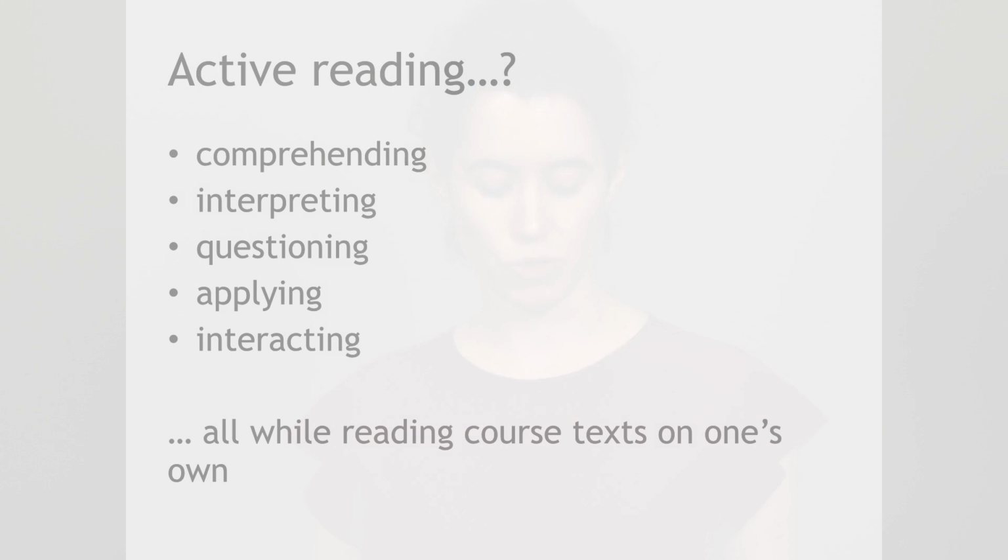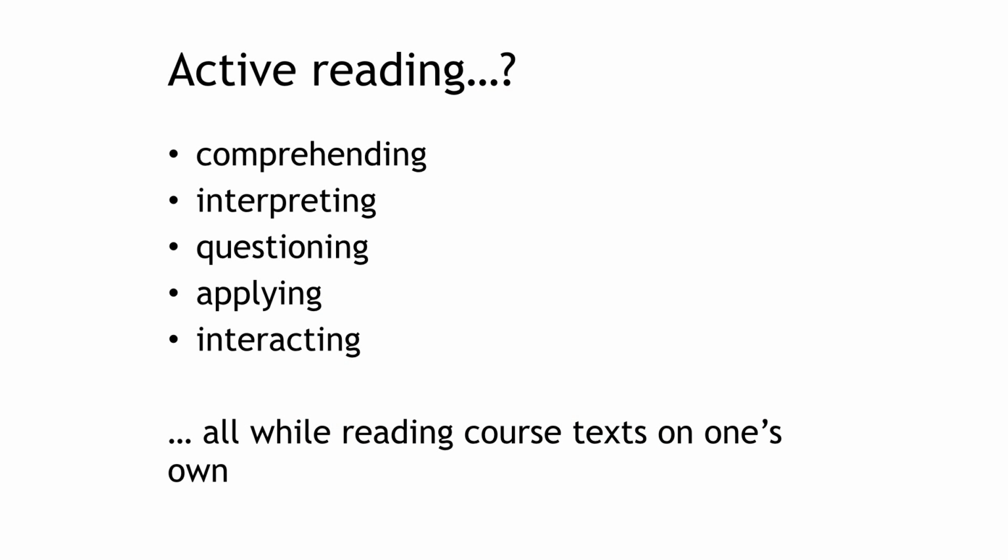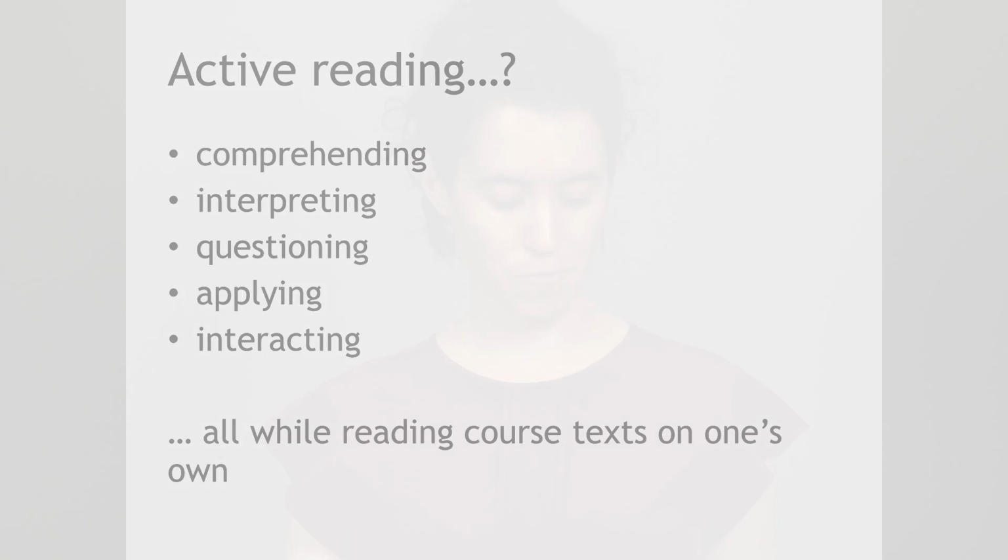And I'm going to spend the next few minutes talking to you about how I've been using Twitter in my discussion-based classroom to encourage active reading. So what do I mean by active reading? Well, I mean that as students are reading course texts on their own, they're comprehending the reading, they're interpreting it, they're questioning it, they're applying the reading to other aspects of their lives or other questions in the course, other readings, and that they're also interacting with each other.